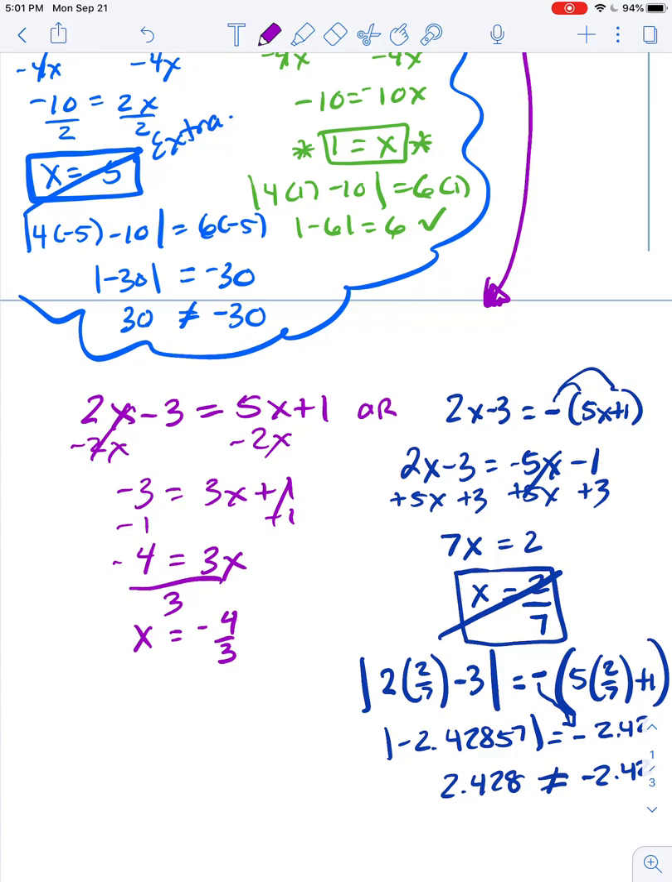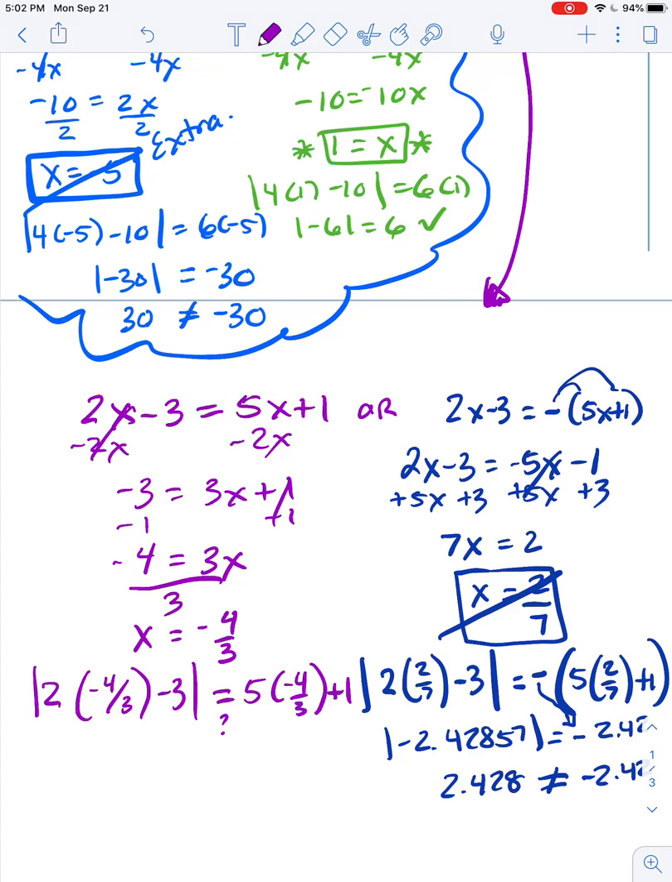Okay, so if I'm going to plug that in, I'm going to go back to my original problem. So I'm going to take 2 times negative 4/3 minus 3 in absolute value bars. And I'm checking to see, does that equal 5 times negative 4/3 plus 1? So we're plugging in numbers, we're using PEMDAS, we're doing all the stuff that we kind of talked about earlier in this chapter. So I'm just going to take a minute to do that on my calculator.